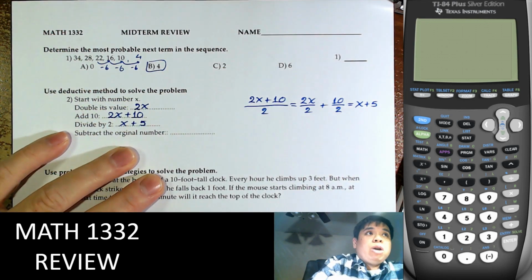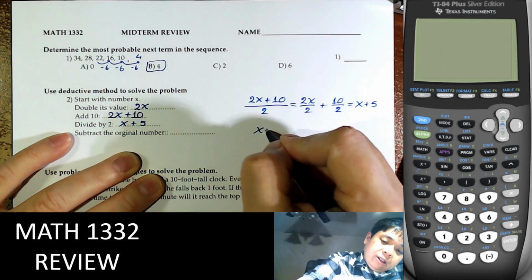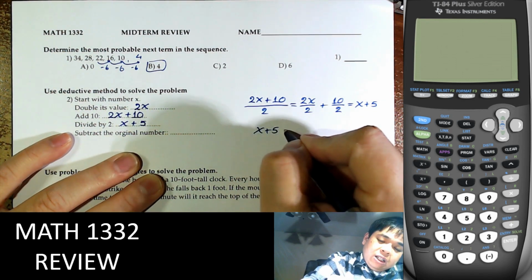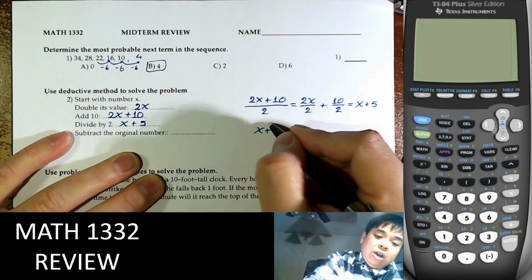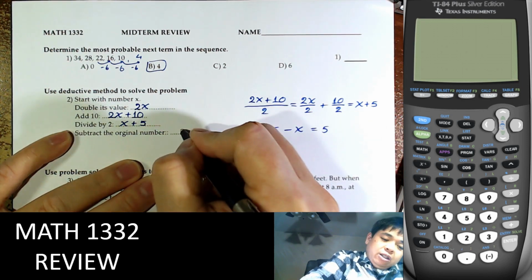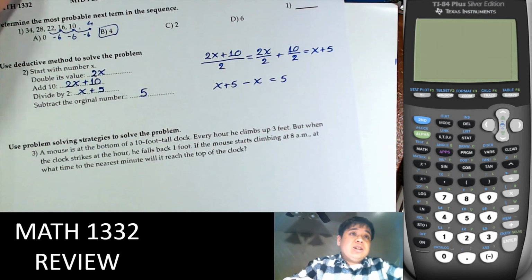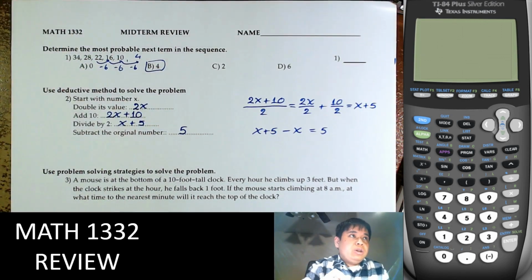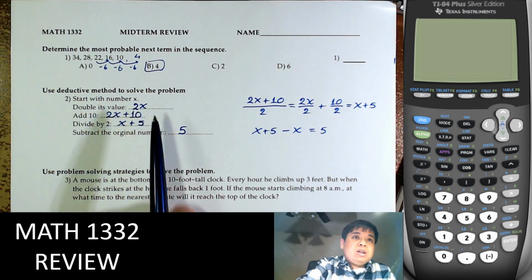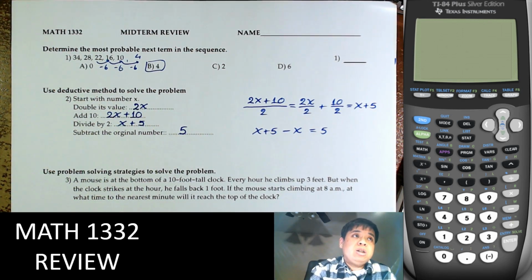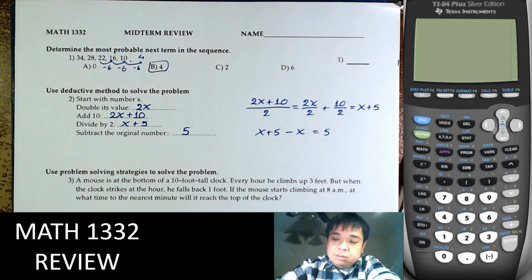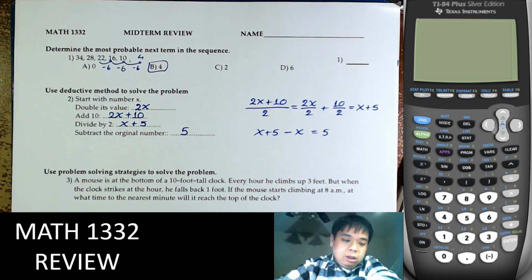And then subtract the original number. Well, we have x plus 5. Subtract the original number, which is x. So x and x cancel out, we have just 5. So if we do this, the answer is going to be 5. It doesn't matter what x is. So with deductive reasoning, it doesn't matter what we start with. The answer after this sequence of operations is always 5.